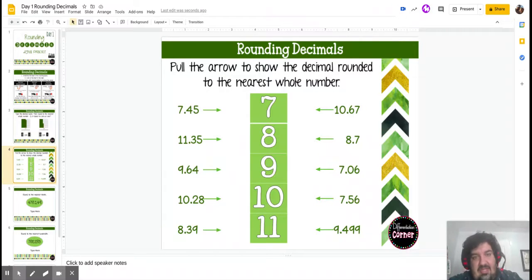So this one, kind of interesting. I found this and I was like, hey, I want to do this. It says, pull the arrow to show the decimal rounded to the nearest whole number. So that means the number to the left of the decimal, the first digit, not like 11. You wouldn't look at this second one. You're looking at this first one, okay? So 7 and 45 hundredths.